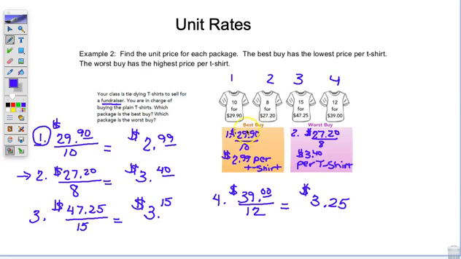And there you have it. In this example, we're saving quite a bit of money. We're actually saving 41 cents per t-shirt, which means we can purchase more t-shirts and then turn around and sell them and earn more income for our club.